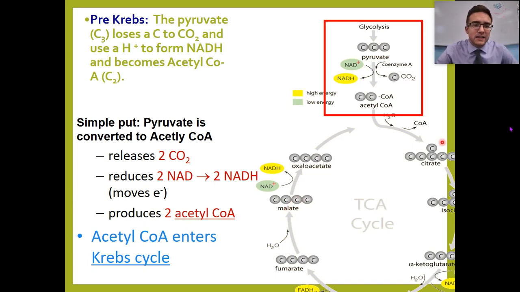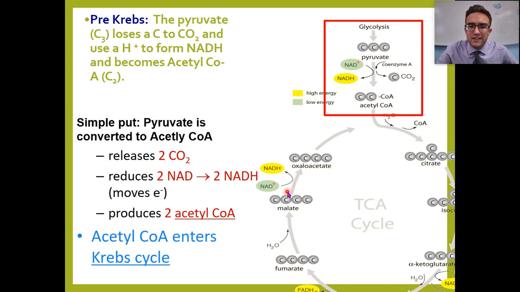Now, if you're thinking, hang on a second, I just see one here. Pyruvate is moving to acetyl-CoA. I see 1 acetyl-CoA, 1 carbon dioxide, and 1 NADH. So where are the 2s coming from? Remember that when we broke glucose apart in glycolysis, we made 2 pyruvates. Each pyruvate makes 1 of these. But because we have 2, we say that per glucose molecule, we make 2 carbon dioxides, 2 NADHs, and 2 acetyl-CoAs.